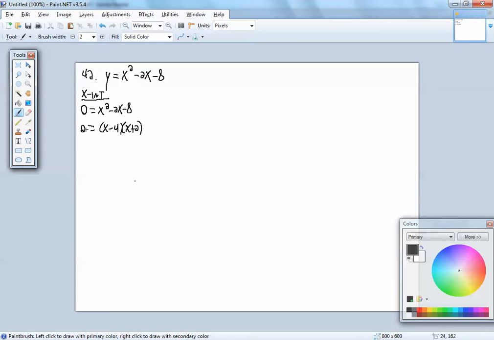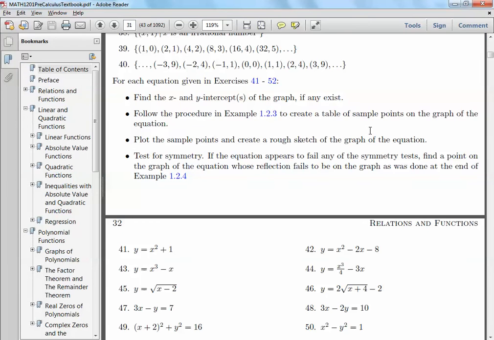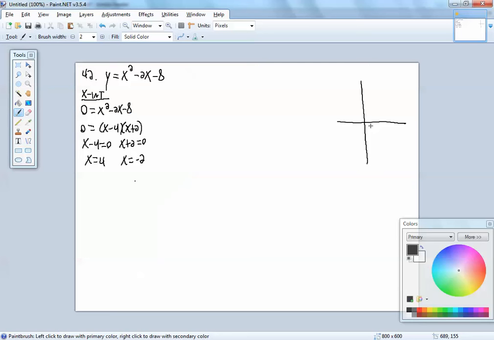Now the zero factor property: if you get 0 on one side and you factor the other side, you set each factor equal to 0. So we'll set x minus 4 equal to 0 and x plus 2 equal to 0, which gives us x equals 4 and x equals negative 2. I'm assuming the end goal is to graph it. Okay, so 1, 2, 3, 4, and negative 2. That right there.